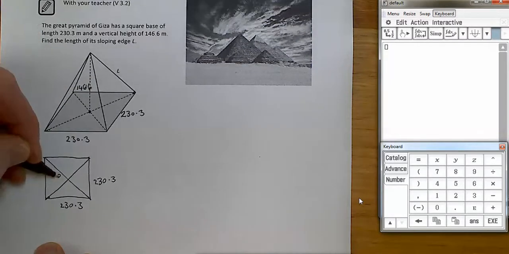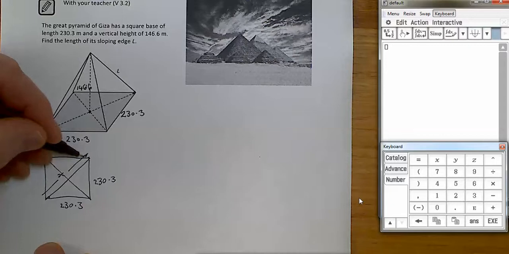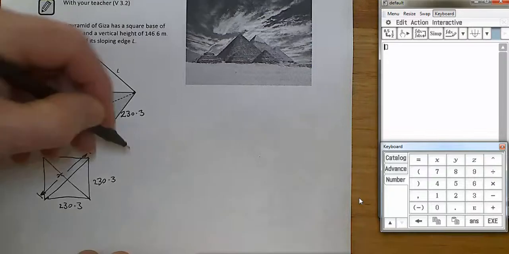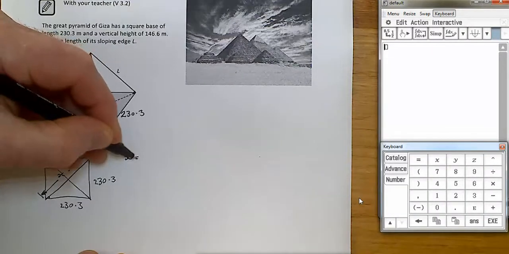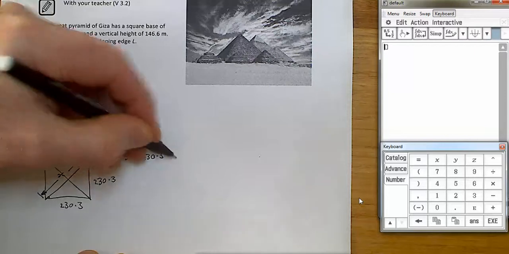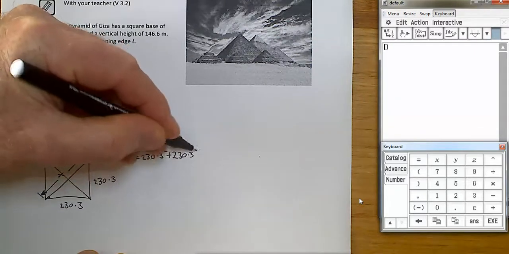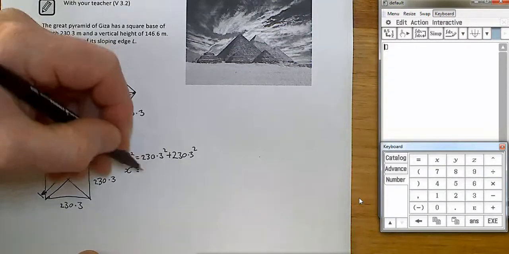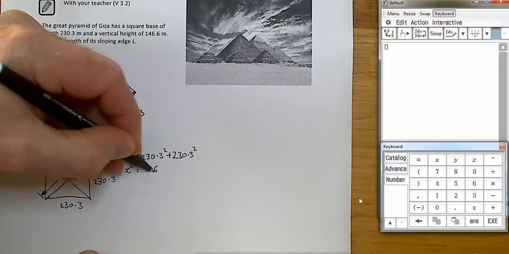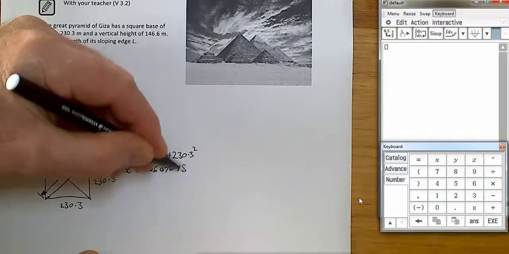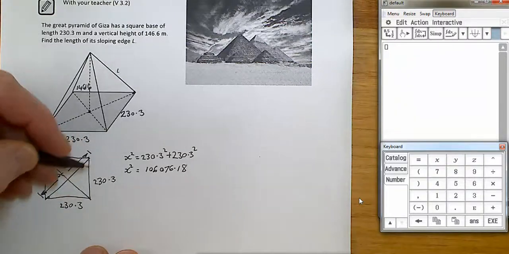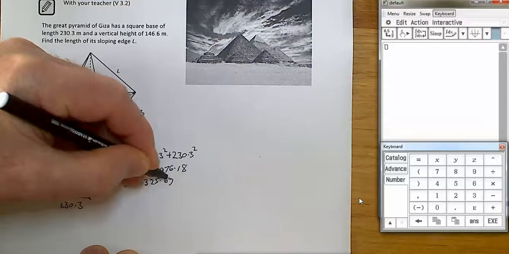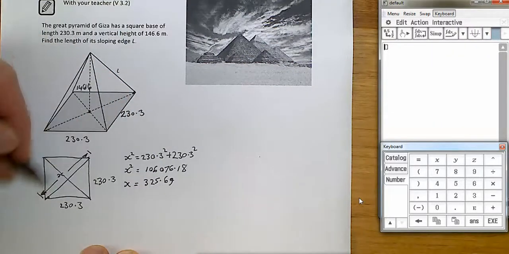Okay, so let's call this diagonal line here x, and we can say that x squared is equal to 230.3 squared plus 230.3 squared. Now I've done some calculations beforehand, so I know that means x squared equals 106,076.18, squaring them and adding them together, and taking the square root to find out x is equal to 325.69. Now that's the distance all the way across here.